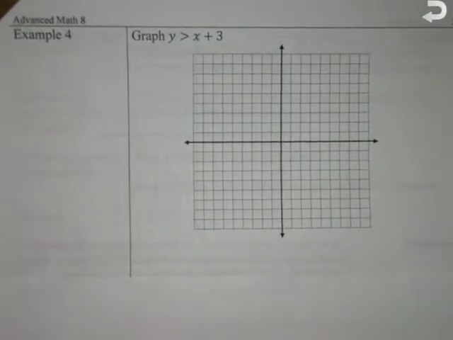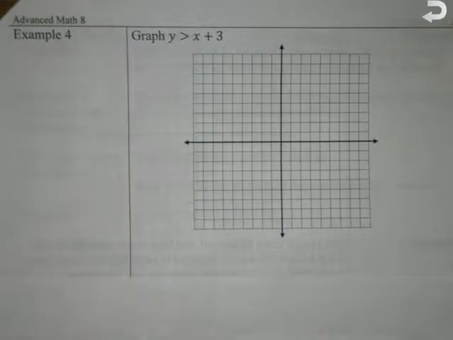So here's what I want you guys to do. With your groups, just graph the line for me, using y equals mx plus b, and determine if it should be a solid or a dashed line, and then we'll do the shading together. So just graph the line for me right now. Don't worry about the shading part.